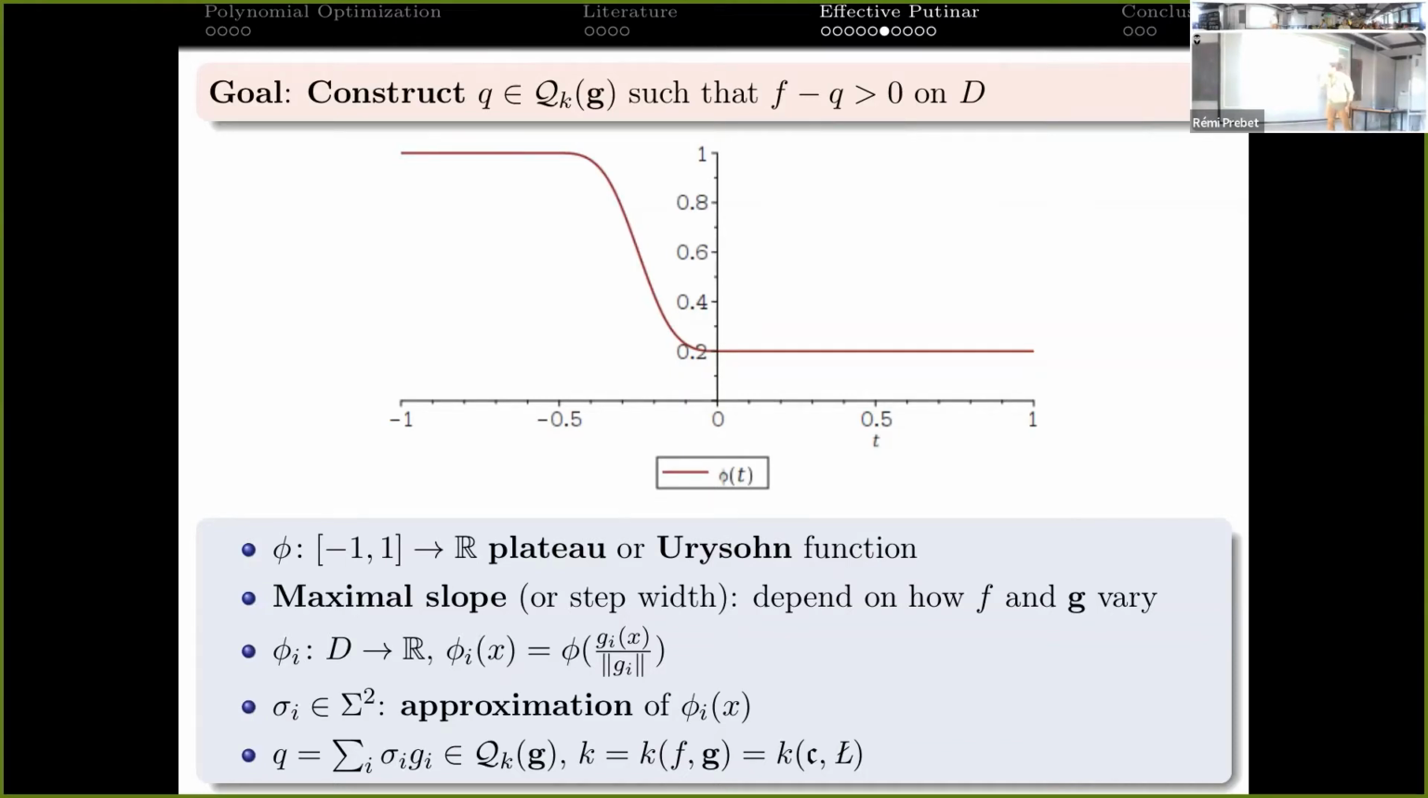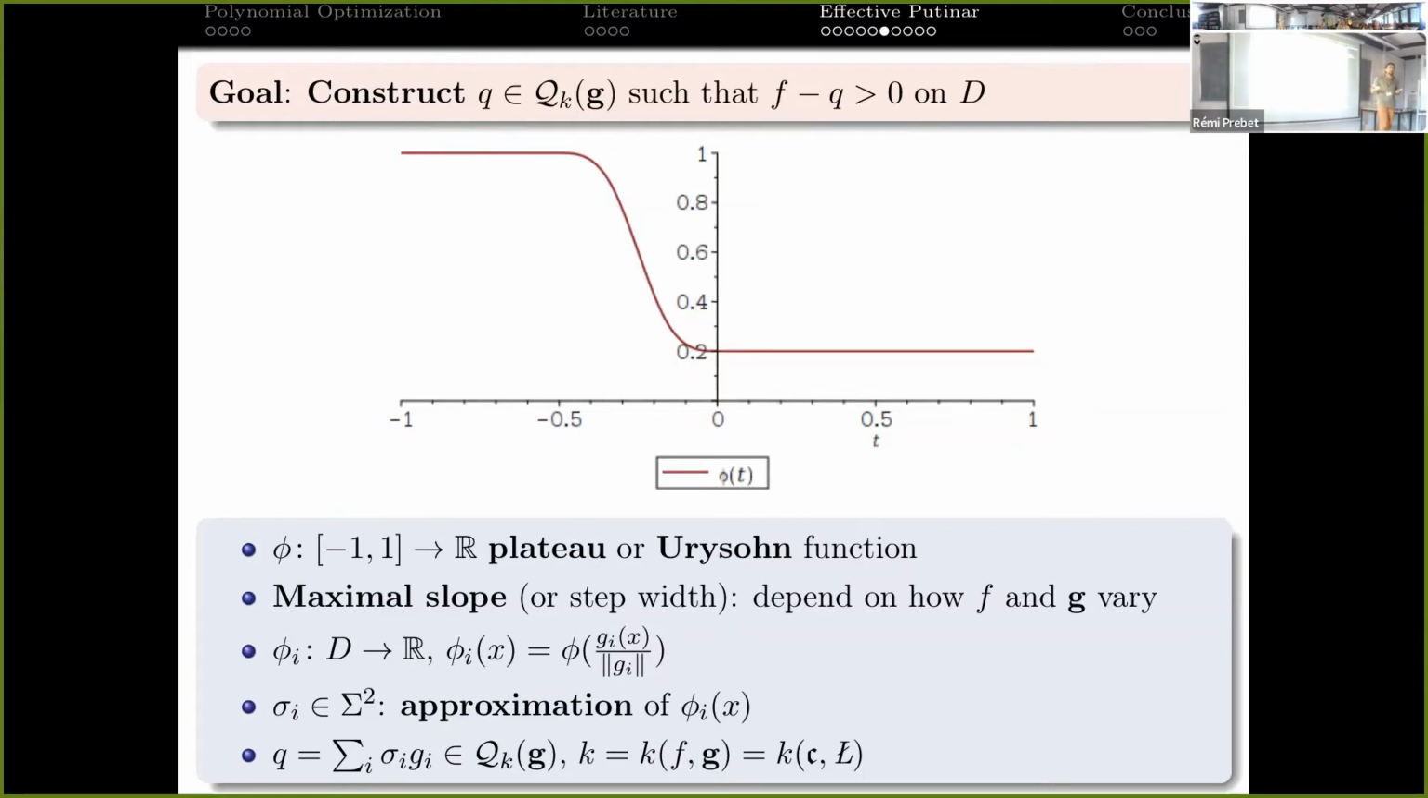Okay? And so what I do is to consider an approximation. This is not a polynomial, of course. Again, I consider an approximation of phi of x, and then I define q to be the sum of sigma i, which is our approximation, times gi. And we can prove that this q works.